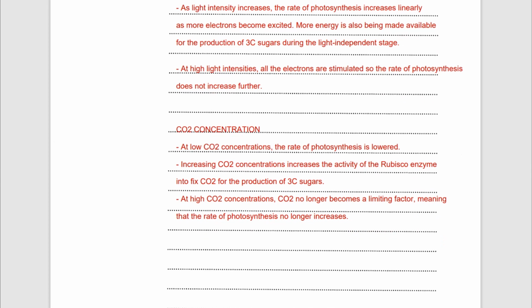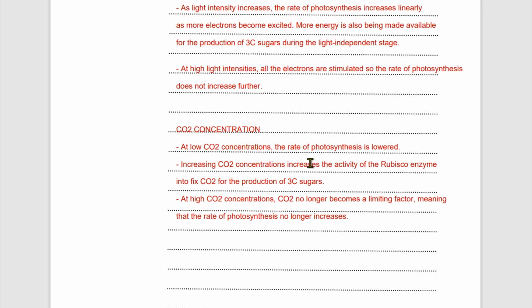Alright, so carbon dioxide concentration. Carbon dioxide is needed for photosynthesis, and eventually that carbon dioxide would get reduced to form sugars. So at low CO2 concentrations, the rate of photosynthesis is lowered. And of course, it's the same thing there. If you increase the CO2 concentration, you would increase the rate of photosynthesis.